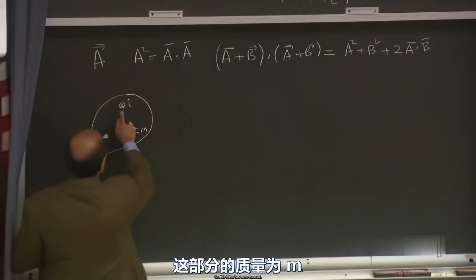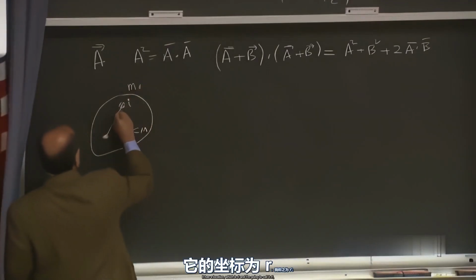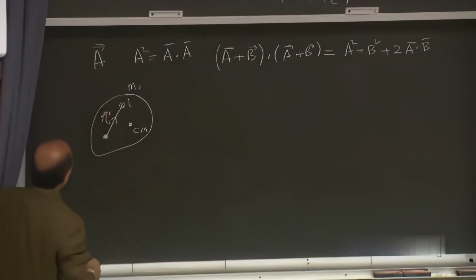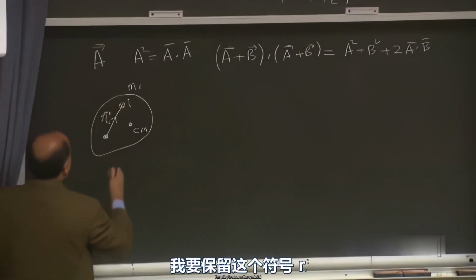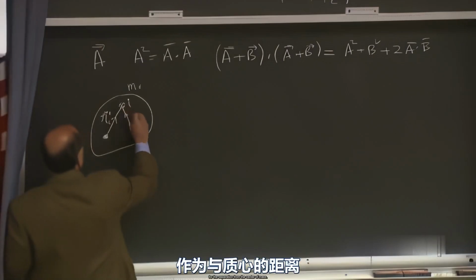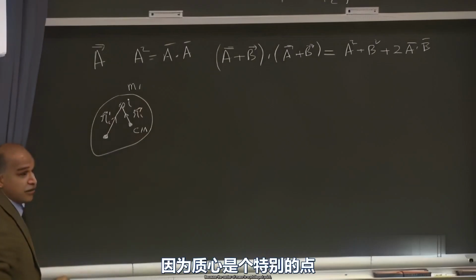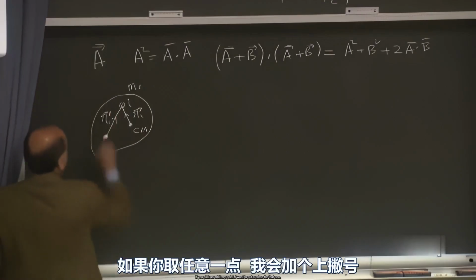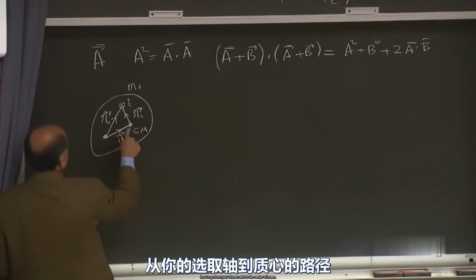So this fellow has some mass, mi. It has a location which is ri. I'm going to call it ri prime because the prime means the distance measured from this new axis. I'm going to reserve the symbol Ri for the separation from the center of mass. The center of mass is a privileged point. All distances measured from it won't carry a prime. If you pick an arbitrary point, I want to put a prime for that one. Then D is a vector that tells you how to go from your chosen axis to the center of mass.